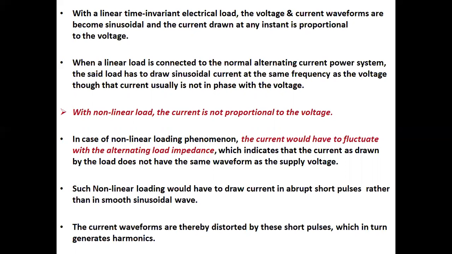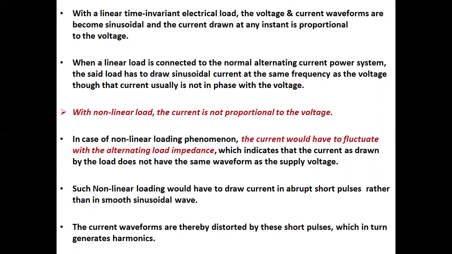With nonlinear load, the current is not proportional to the voltage. In the case of nonlinear loading, the current fluctuates with the alternating load impedance, which indicates that the current drawn by the load does not have the same waveform as the supply voltage. Such nonlinear loading draws current in abrupt short pulses rather than in a smooth sinusoidal wave.